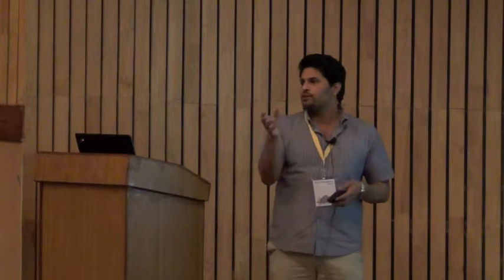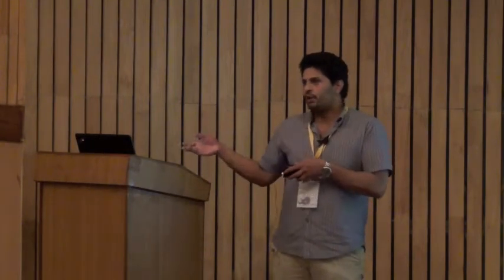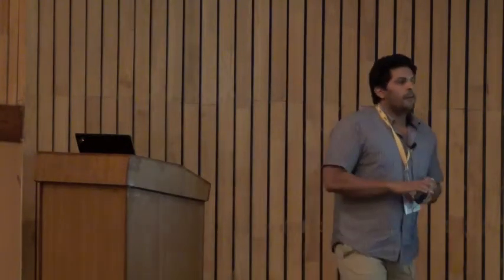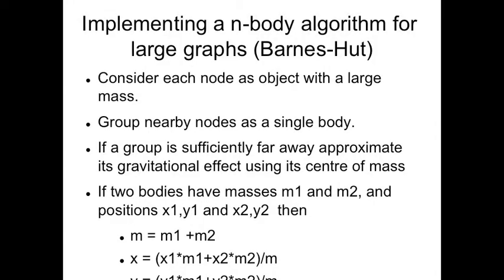Now, how do you implement an n-body algorithm, which is meant to simulate galaxies, on your computer, on graphs, on things like employees and people and friends of friends and things like that, right? What you could do is you could consider every node as an object with a very large mass, right? So usually you would start with something like person A is an object of mass 10,000 kg. That's how you start off with, in the simulation, not in reality. You group things which occur relatively close by as a single object. If you have something really far away, then you calculate its center of gravity and consider it as one large object. And then you try to do a simulation.